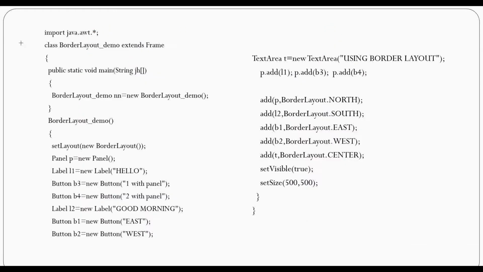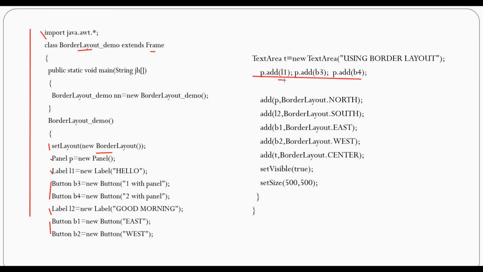Now, after constructors and methods, let's see the program on border layout. In the program, the first line is the import line in which the AWT package is imported. This is our class name, which extends the Frame class. This is the class constructor. After that, with the help of the setLayout method, the layout is set as border layout. Here I create a panel. This label is with a hello string. Here these are the buttons with strings. These are the label, two buttons and one text area, and I added components like L1, B3 and B4 on the panel.